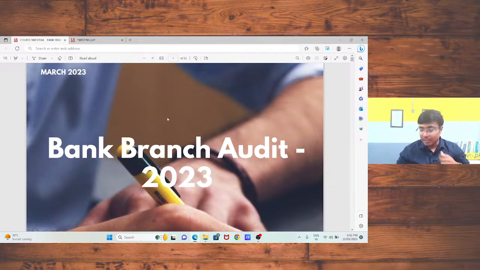So we are going to start the session on a very important topic, that is our bank branch audit. We all know that this time is a special time for bank branch audit, and we all are going for bank branch audit. The name says it all: this is a refresher course on bank branch audit.